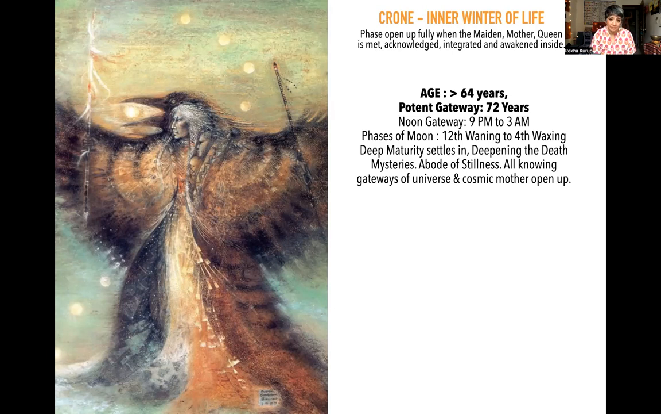And as you can see, the times, 9 p.m. to 3 a.m., 12th waning to 4th waxing, deep maturity. So you know you are with the crone energy when you are seen by a grandmother. Being with them, they just see who you are. They can see your pain. They can see you beyond your behavior, your actions, your coping, your adaptations, your addictions, and they can love you just the same. They can love the being. They can see the being. They see through the being. But if they have not moved through that themselves, then they cannot see that.